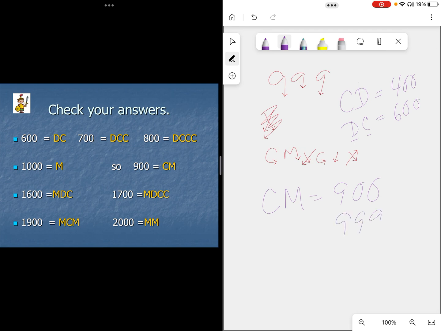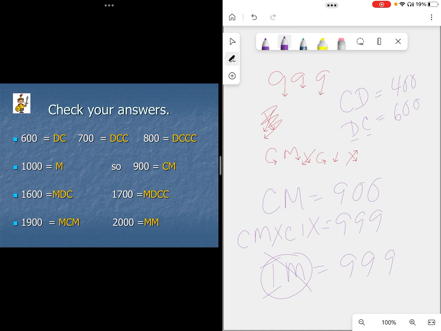999 is, again, as a reminder, CMXCIX. It would not, I want to emphasize, be IM. That is illegal in shorthand Roman numerals. Okay? You never go beyond 10 below or a tenth below.